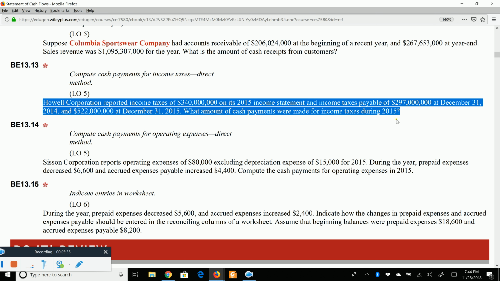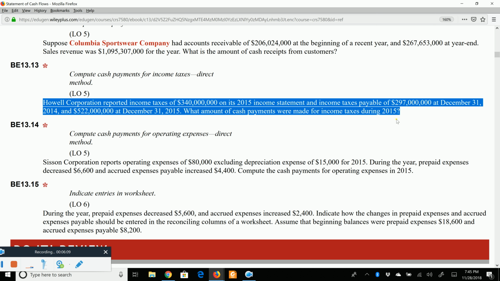That is the starting point for trying to figure out how much cash outflow there was for payment of income taxes. We're going to start with that number, $340 million. That's the expense on the income statement. However, on the balance sheet, we have a liability called income taxes payable. All right, at the beginning of the year, your liability was $297 million. And at the end of the year, the liability was $522 million.